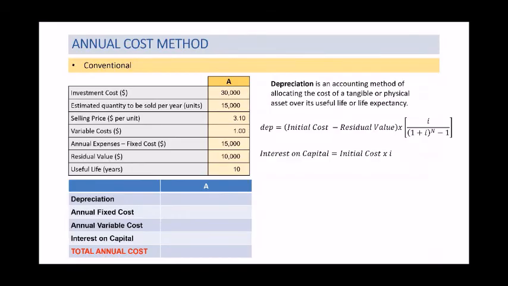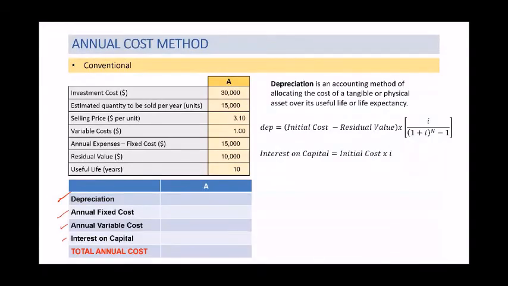Now, there are several ways to compute the annual cost of the project, but here we can use two. I will introduce to you two methods for computing the annual cost. Usually, in accounting, you need to itemize like this. You need to compute for the depreciation, and then put the annual fixed cost, annual variable cost, and the interest on capital. Now, what is depreciation?